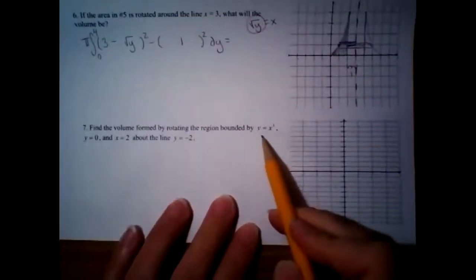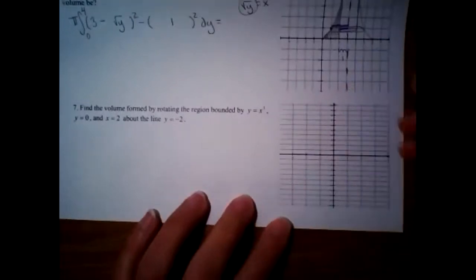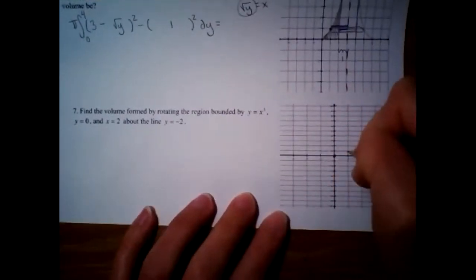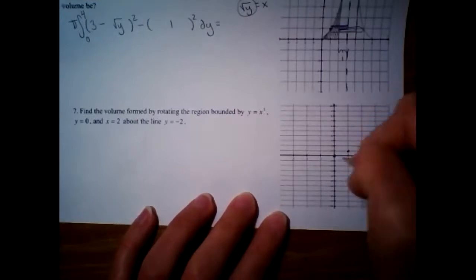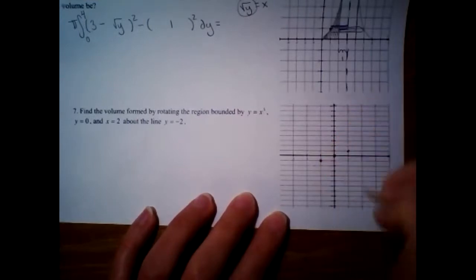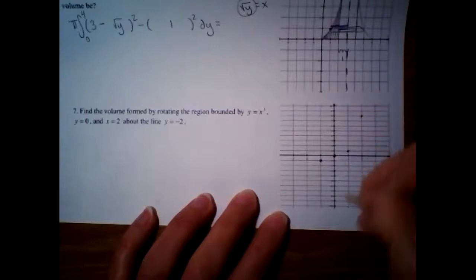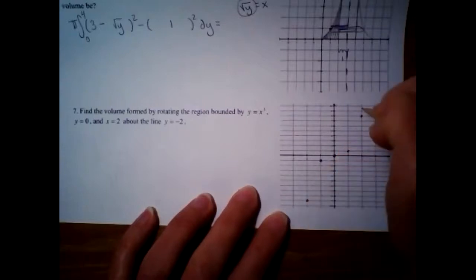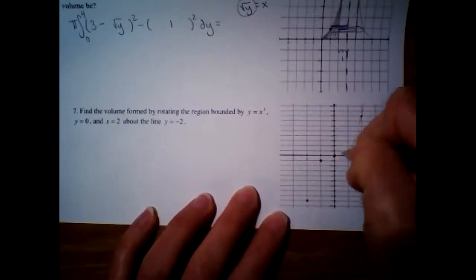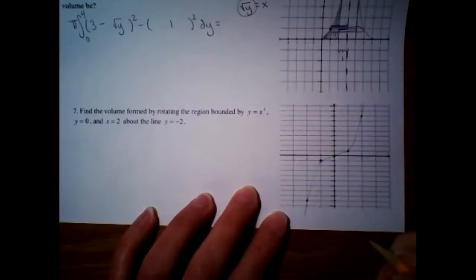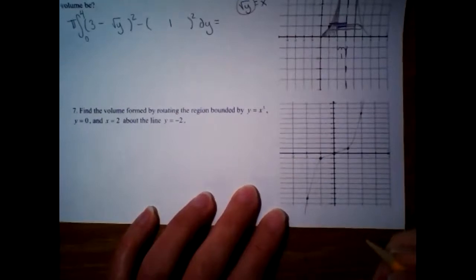All right, and then last one. Find the volume formed by rotating the region bounded by y equals x cubed. So that's going to be our wiggle graph. We're going to have 0, 0, 1, 1. And then the reflected point over here, -1, -1, and then 2, 8. And then -2, -8. All right, so that's our y equals x cubed.